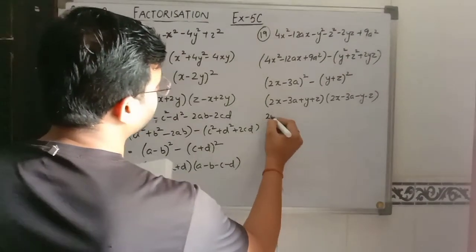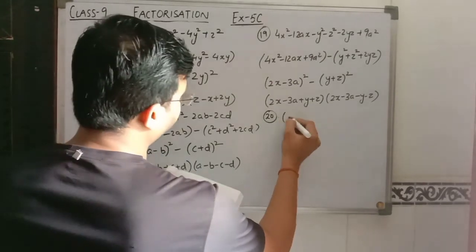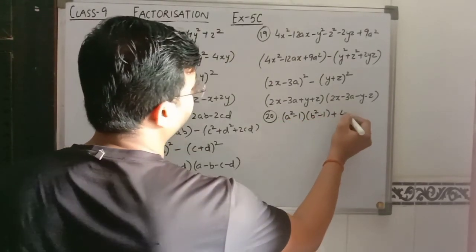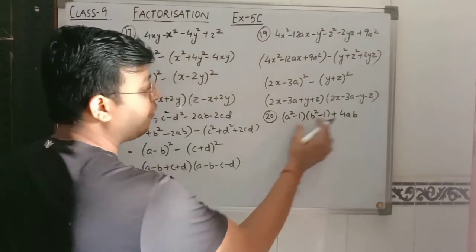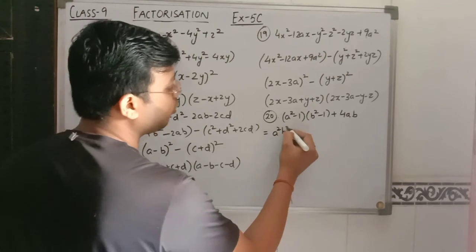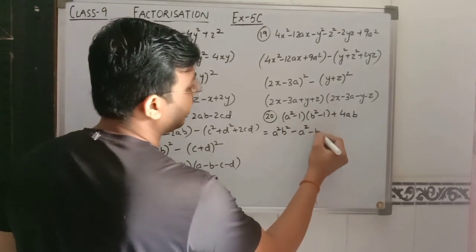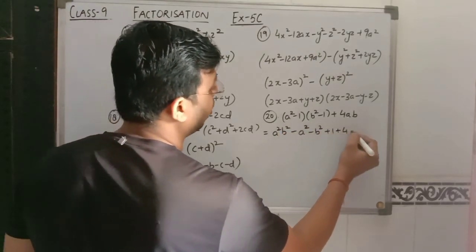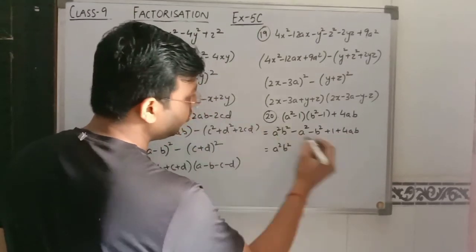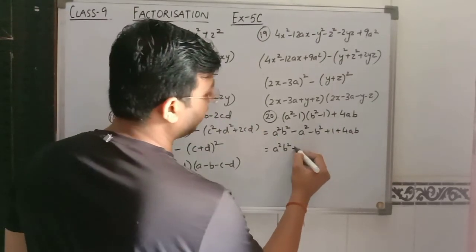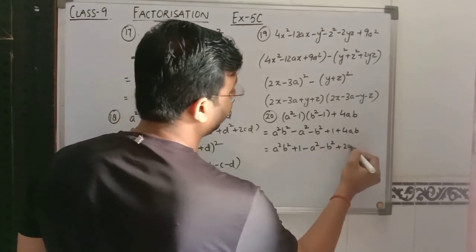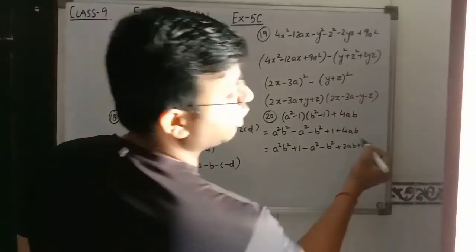Now we are coming to question number 20. It is written a square minus 1, b square minus 1, plus 4ab. Now we have to multiply first, because nothing is possible in this. So a square b square minus a square minus b square plus 1 plus 4ab. Now a square b square and plus 1 and minus a square minus b square plus 2ab plus 2ab also.